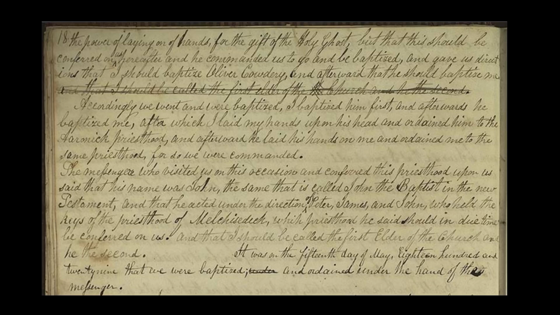"It was on the 15th day of May, 1829, that we were baptized and ordained under the hand of the messenger." So there you go. Now there's a footnote here, which I found interesting. Apparently this term, Aaronic priesthood, is anachronistic. I'll explain that in a moment.